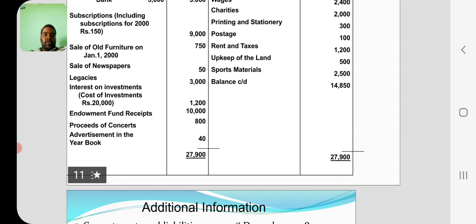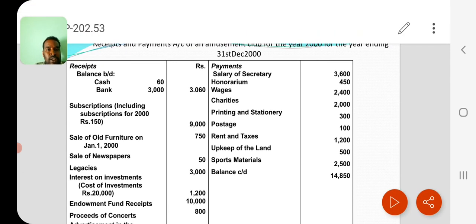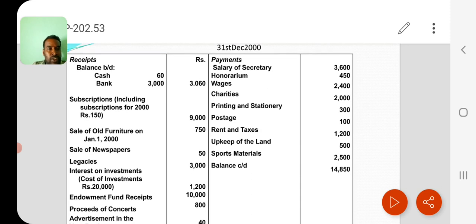Endowment fund receipts 10,000, it should be posted in the balance sheet. Proceeds from concerts, advertisement in the yearbook. These are all posted in income and expenditure as they are revenue items. So coming to the credit side, salary of secretary, as it is a revenue item, you have to post this in income and expenditure on the debit side, that is the expenditure side. Honorarium, expenditure posted in the income and expenditure account as it is a revenue item. 4,450 wages, as it is a revenue expenditure, it should be posted in income and expenditure on the debit side.